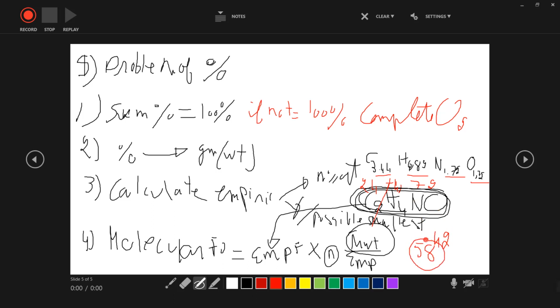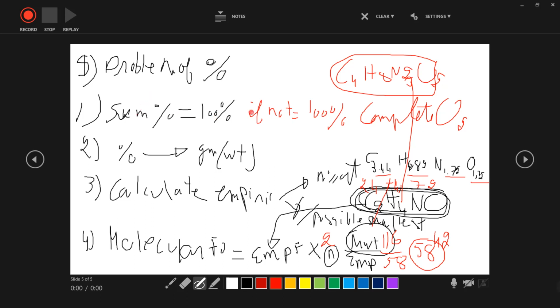Let's consider that the molecular weight is 116. So 116 divided by 58, it will be 2. So I will multiply the empirical formula by 2, multiply all this formula by 2, it will give us C4H8N2O2. Like this is the molecular formula. So those are the 4 steps to solve any problem of percentage.